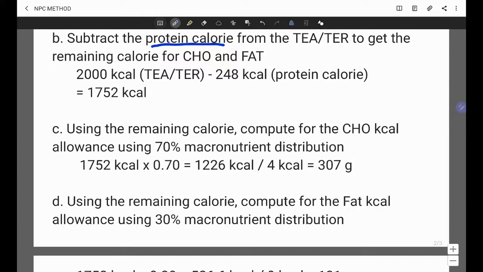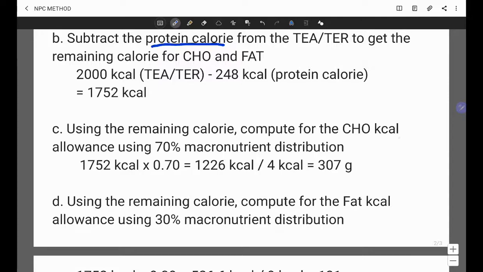Using the remaining calorie, which is 1752, we are now going to multiply it by 70%. So let's move 2 decimal places to the left, so that would give us 0.7. If we multiply 1752 kilocalories by 0.70, that would give us 1226 kilocalories, and then we are going to divide that by 4.